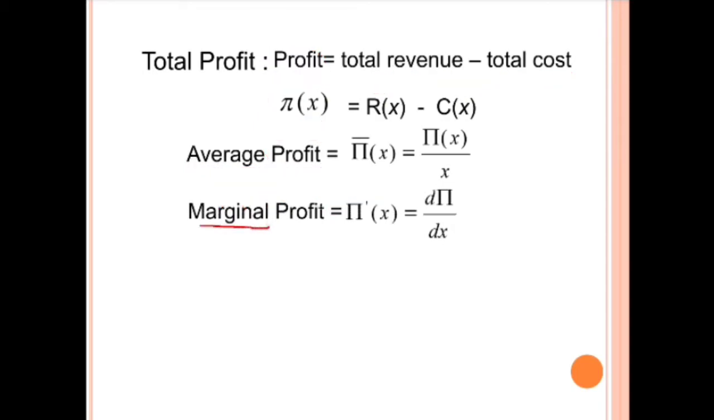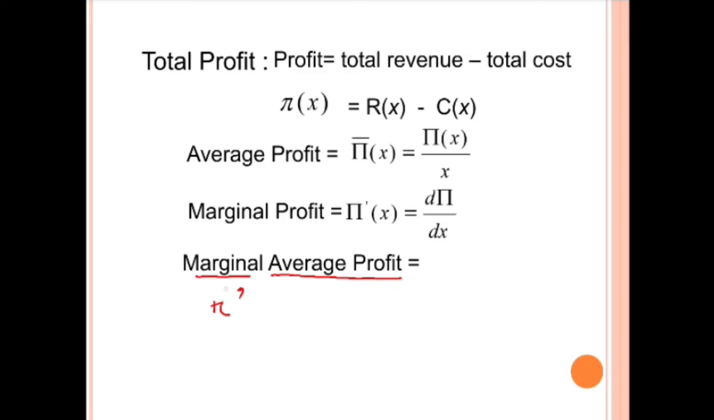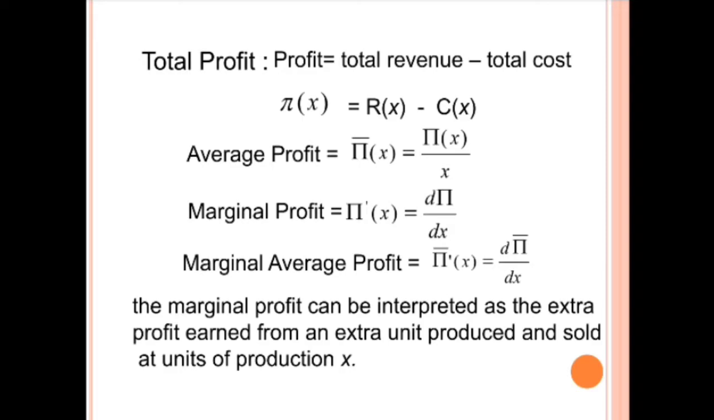When you see the word marginal, there's a prime there, and the function is profit, so it's pi. When there's a prime, this means we have to differentiate that function profit, which is pi x. Next, marginal average profit. You see the word marginal, so there's a prime, and what's the function? It's the average profit function. There's a profit function pi, and there's average, so there's a bar. So this means we have to differentiate the average profit function. Same concept applies as before.